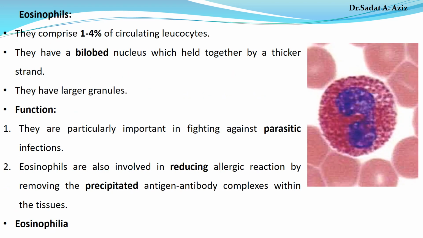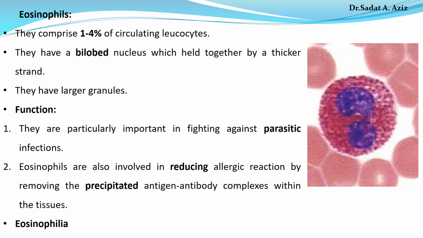Another type of granulocyte is called eosinophil. Eosinophils normally comprise only 1 to 4% of the circulating leukocytes. We have traces of eosinophil within the circulatory system. They have binucleated cells, a bilobed nucleus, which are connected by a thick strand of chromatin.